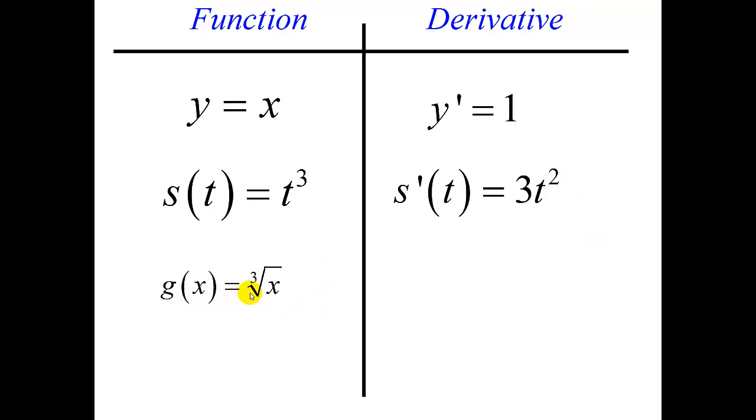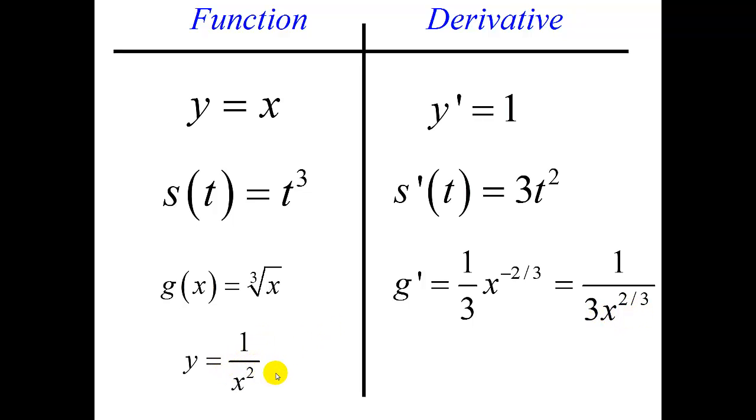Okay, now we can have a radical. g of x equals the cube root of x. Now we would rewrite that as x to the 1/3 power. So the derivative of that, g prime, is going to be 1/3 the power times x to the 1/3 minus 1 power. And 1/3 minus 1 is minus 2/3. Another way to rewrite that is 1/3 x to the minus 2/3.